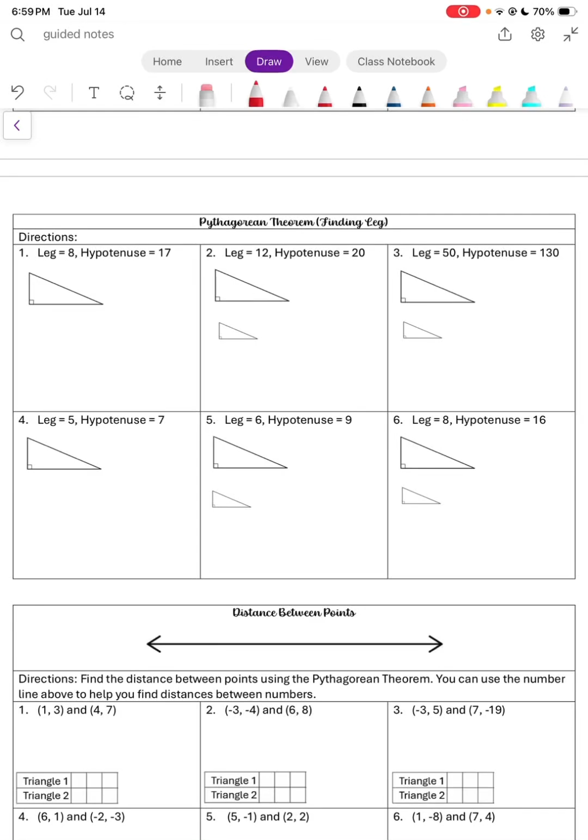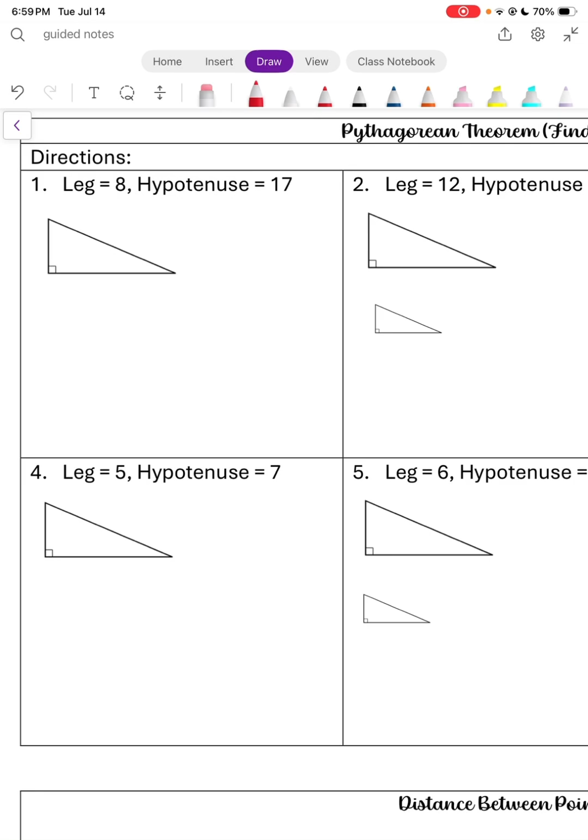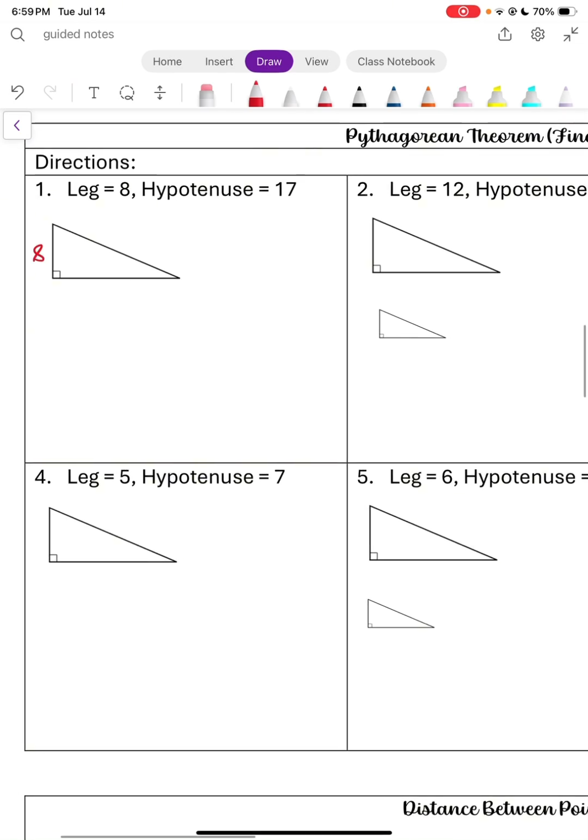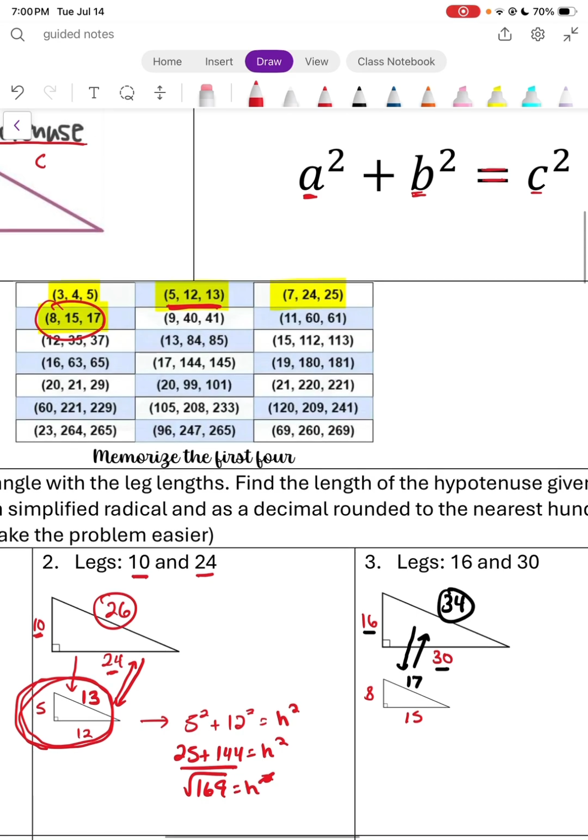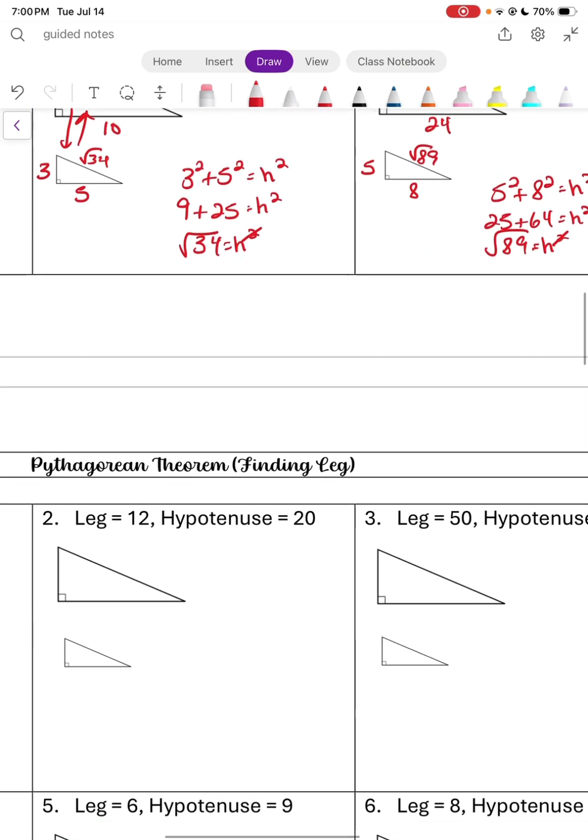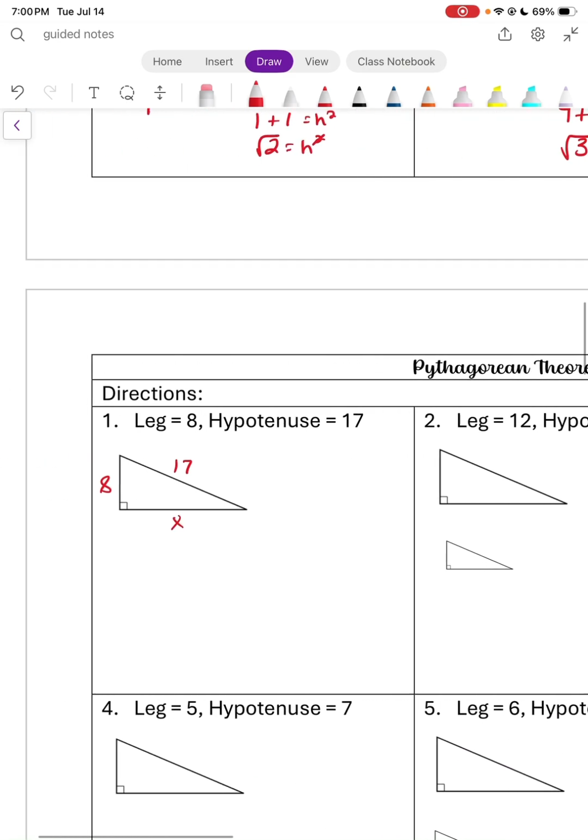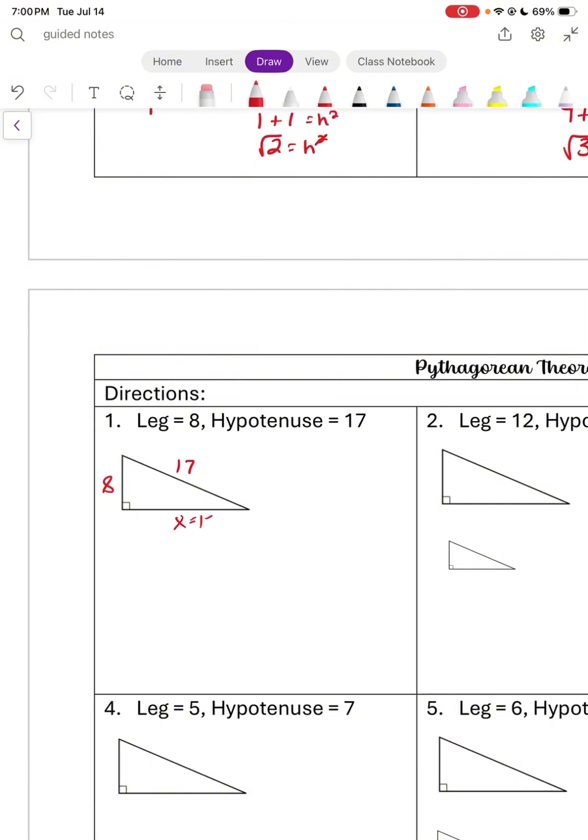Okay, now let's find a leg of a right triangle. Use Pythagorean theorem as well. In the first problem, it says one of the legs is 8, but the hypotenuse is 17. Just a quick reminder, we can still use our triples. So 8, we're looking for this missing side, and that is one of our triples if we look up here: 8, 15, and 17. So therefore, if your hypotenuse is 17 and one of the legs is 8, the other leg must be 15. So you can still use your triples.